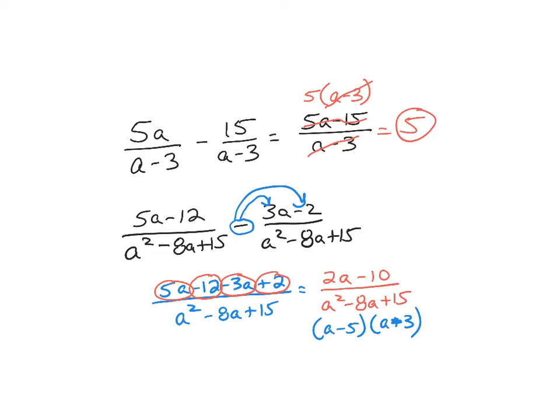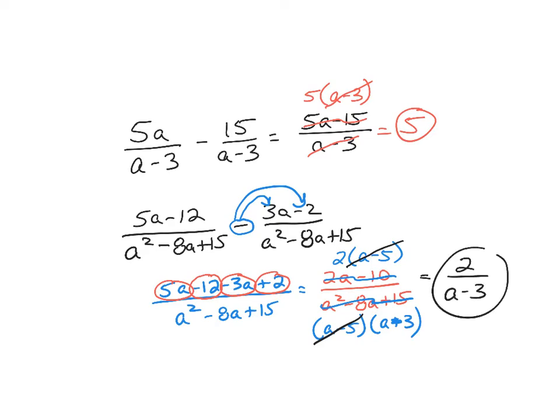On the top, I have 2a minus 10. And once again, I am going to factor out a 2. I'm going to be left with a minus 5. So now I can cancel my a minus 5 on the top with my a minus 5 on the bottom, leaving me with a final answer of 2 over a subtract 3.